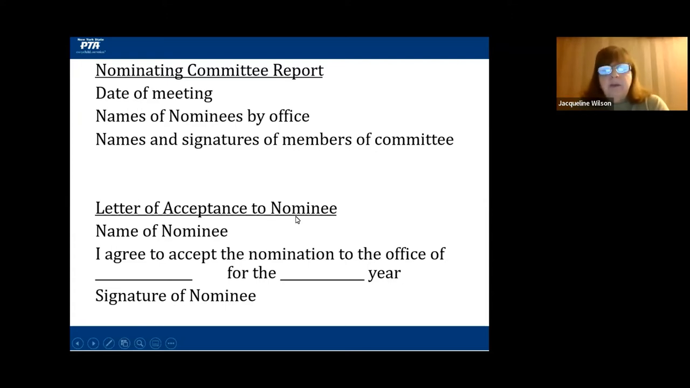And here's a letter of acceptance, which would need the name of the nominee. I agree to accept the nomination to the office of whatever the office is for the blank year, and their signature. So we have in writing that this person has agreed to accept the nomination. If for some reason they are unable to attend the election meeting, you have a written confirmation that they will indeed accept the position.